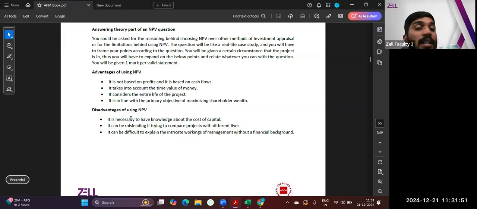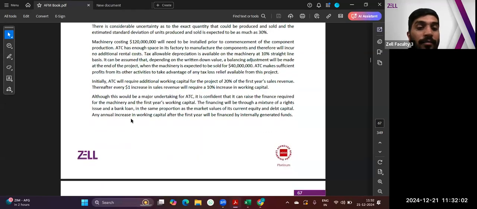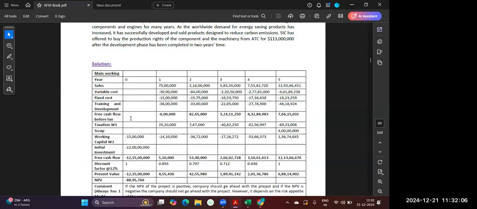It is really critical to mention the advantages and disadvantages of a particular model because it gives management an insight on the non-financial factors, because financial factors are not the only metric that decides. You need to be aware of the non-financial metrics as well. Clear, everyone? Yes, sir.